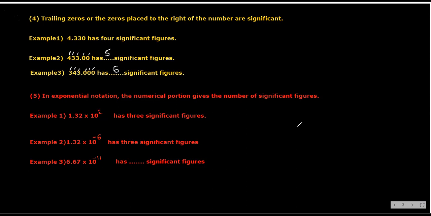Now in this case I will add one more example. Suppose you have a number like 100, then how many significant figures for this? Here there is no decimal. If it is not a decimal, then only one significant figure. These zeros are not significant. Keep it in mind. So here the significant figure is how much? Only one. Yes or not? Got it.